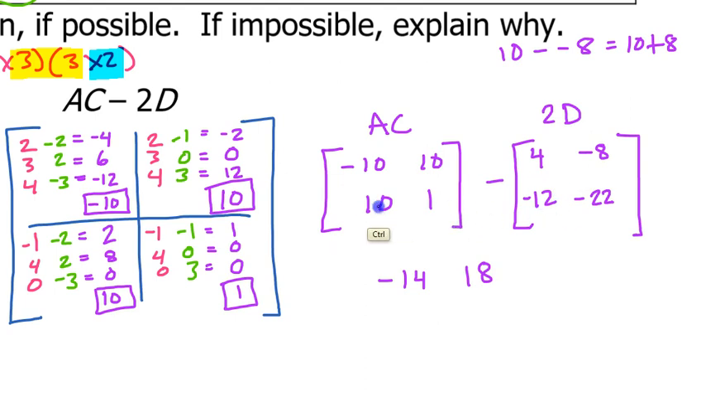Again, down here I have 10 minus -12. That's really 10 plus 12. So that's going to be 22. And one more time, I have 1 minus -22. That's really going to be 1 plus 22. So that's going to be 23. So this should be the final answer.